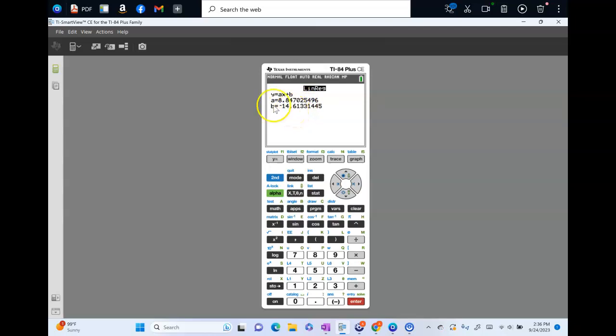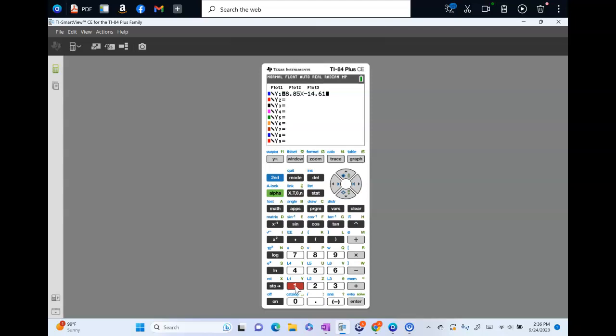Okay, so my equation for the line of best fit would be y is equal to 8.85x minus 14.61. Okay, once you have your equation for the line of best fit, what is this used for?